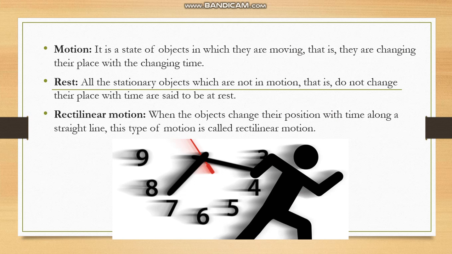Types of motion: rectilinear motion, circular motion, periodic motion, rotational motion. Rectilinear motion: when an object moves along a straight line, it is said to be undergoing rectilinear motion. For example, a train moving along a railway track.